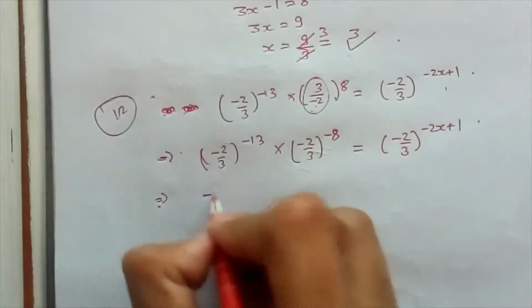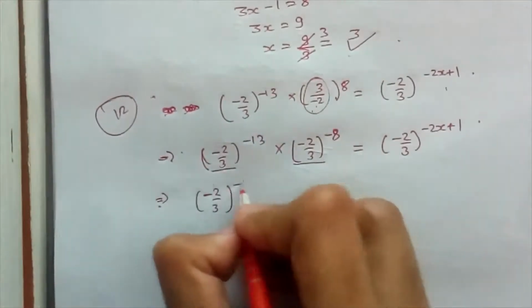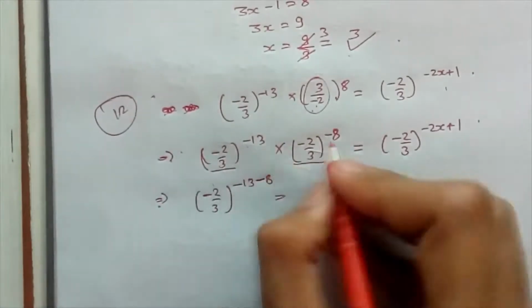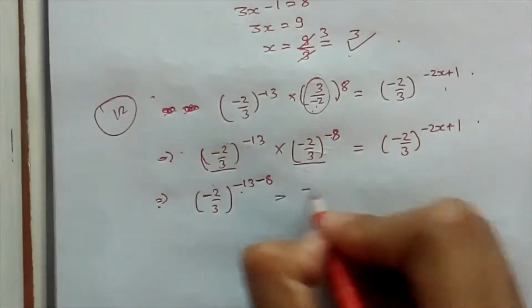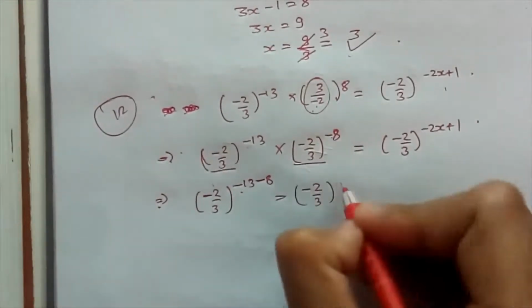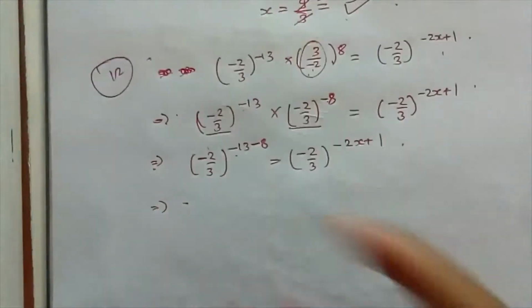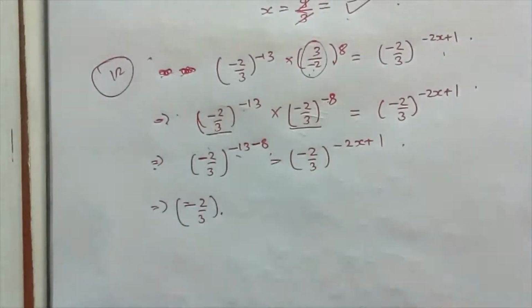Now let's add up the powers, as it's minus 2 upon 3, it's also minus 2 upon 3, so minus 13 minus 8. We will not change the sign of the power, we will put it as it is, minus 2 upon 3 whole to the power minus 2x plus 1. Now quickly solving it, minus 13 minus 8 is minus 21.